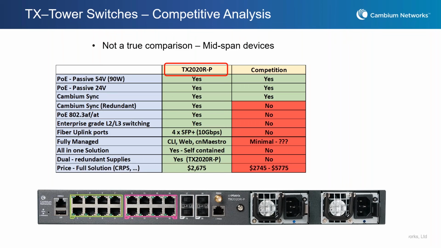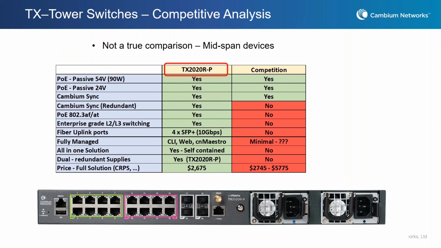I did put in an example here. This is a full solution. I told you the power supplies are separate, right? So this price is with a power supply. It's a 600-watt supply. I think I picked the AC version. This is a list price.